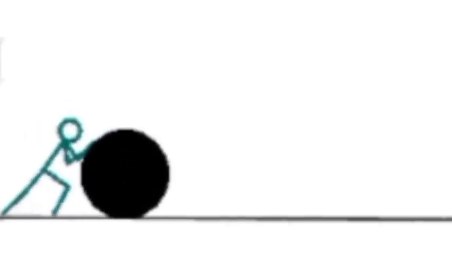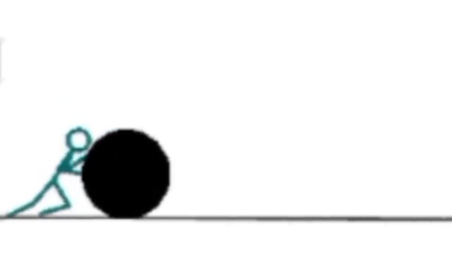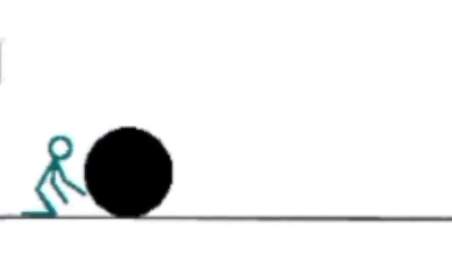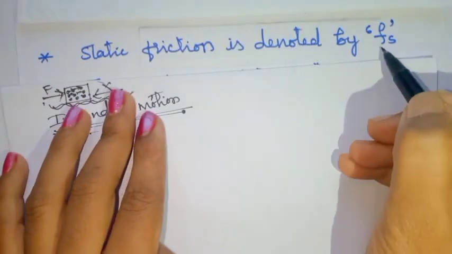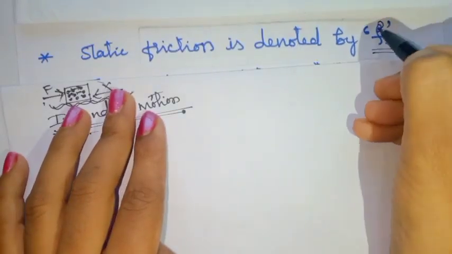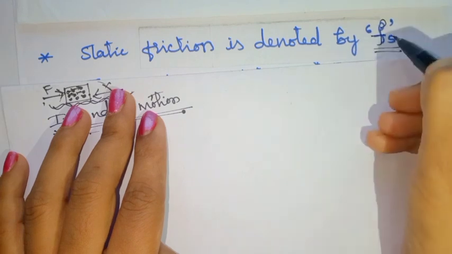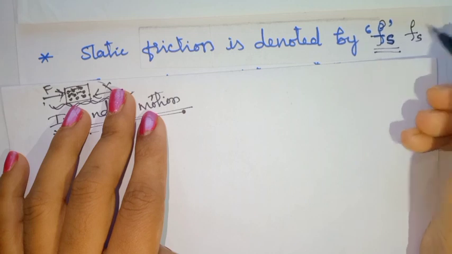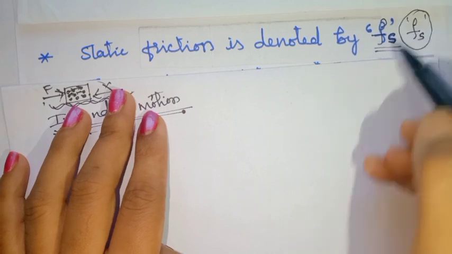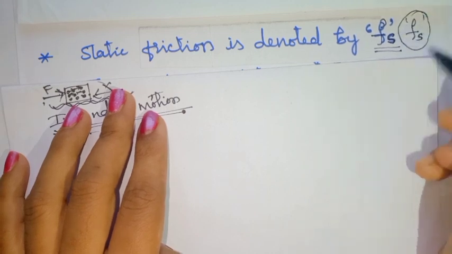I hope you have understood this animation clearly. So let's go back for the explanation. Static friction is denoted by the symbol Fs. F stands for friction and S stands for static, and hence it is denoted by static friction Fs. So we will use this symbol for the static friction.